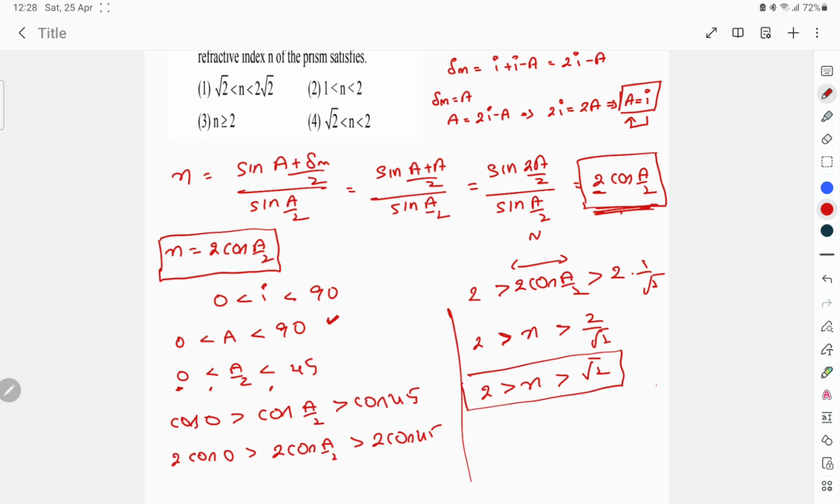So about the options, I think it is the fourth option, yes. He has given it in reverse format: root 2 less than n less than 2. So this will be the desired format. I think option 4 is the right answer. I hope you understood, right? Thank you.